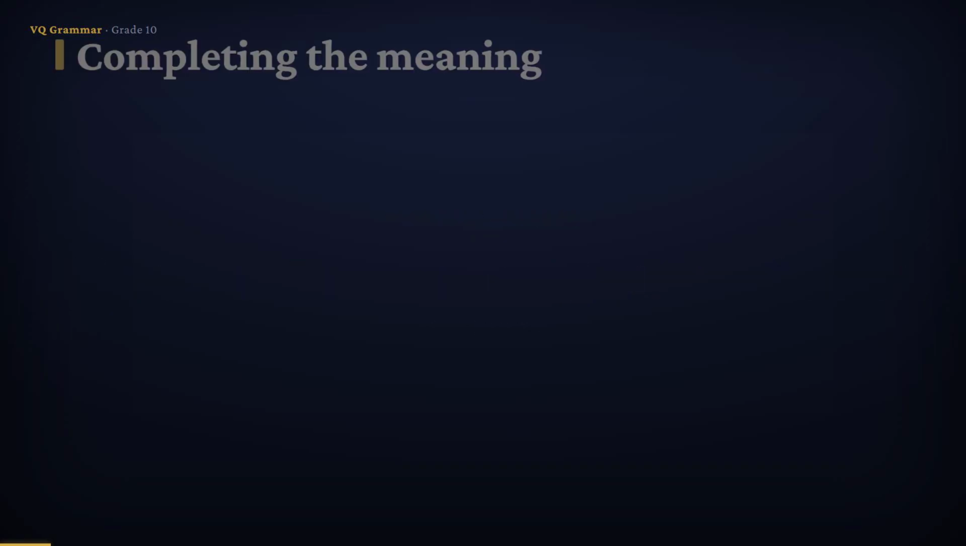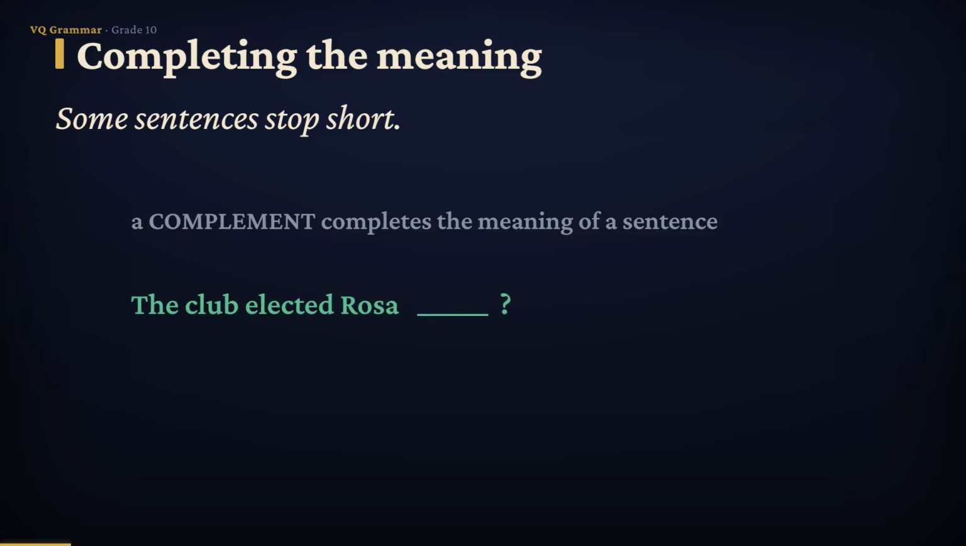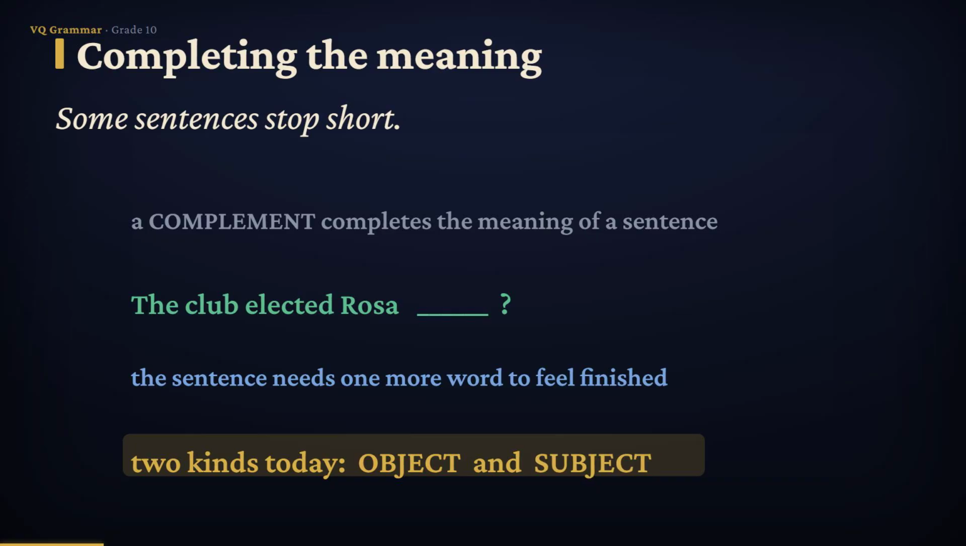Let's get into it. Let's start with the word itself. A complement is simply a word that completes the meaning of a sentence. It's the piece that makes the sentence whole. Listen to this one. The club elected Rosa. Elected Rosa what? Something is missing, isn't it? The sentence stops short. It needs one more word to feel finished. Add the word president, and suddenly the thought closes. The club elected Rosa president. That extra word is a complement, and today we'll meet two of them: the object complement and the subject complement.